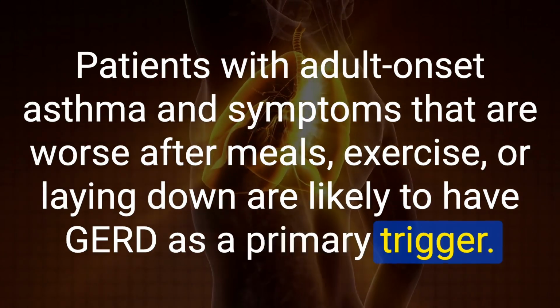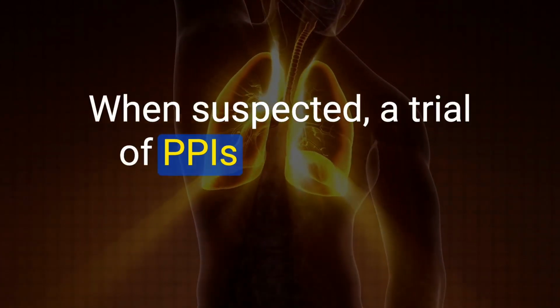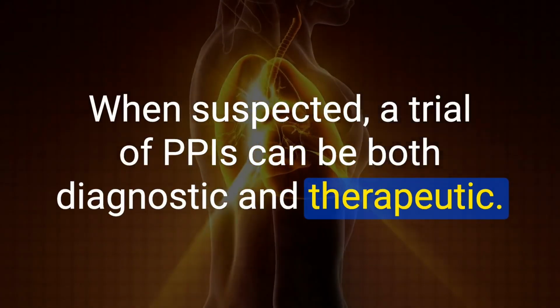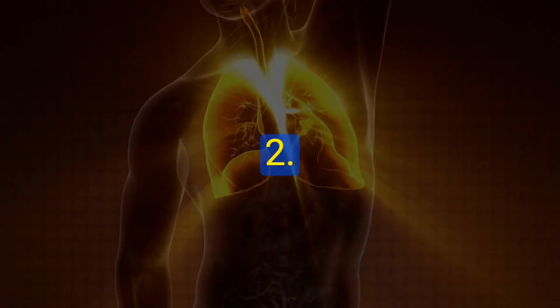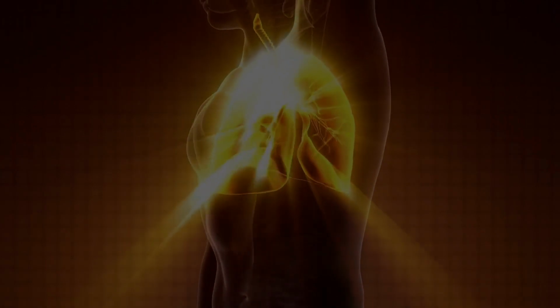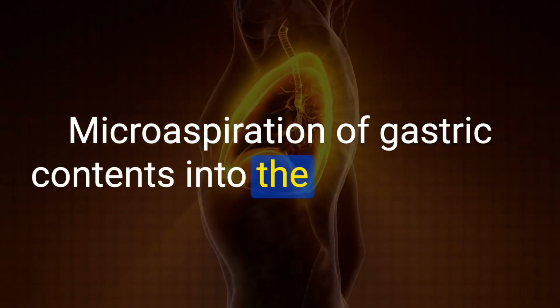5. Patients with adult-onset asthma and symptoms that are worse after meals, exercise, or laying down are likely to have GERD as a primary trigger. When suspected, a trial of PPIs can be both diagnostic and therapeutic. Mechanisms by which GERD exacerbates asthma: 1. Increased vagal tone. 2. Heightened bronchial reactivity. 3. Microaspiration of gastric contents into the upper airway.